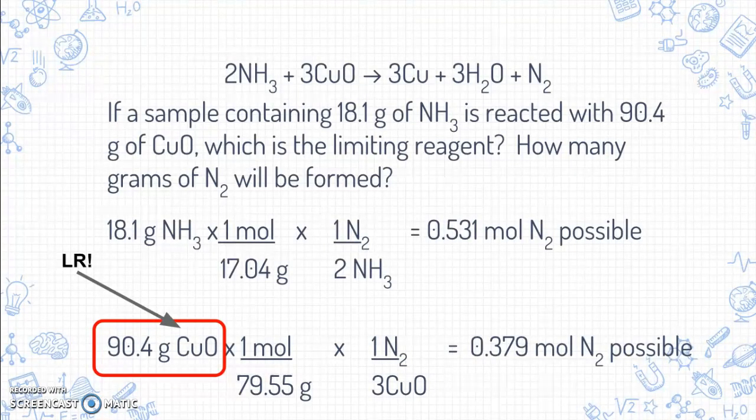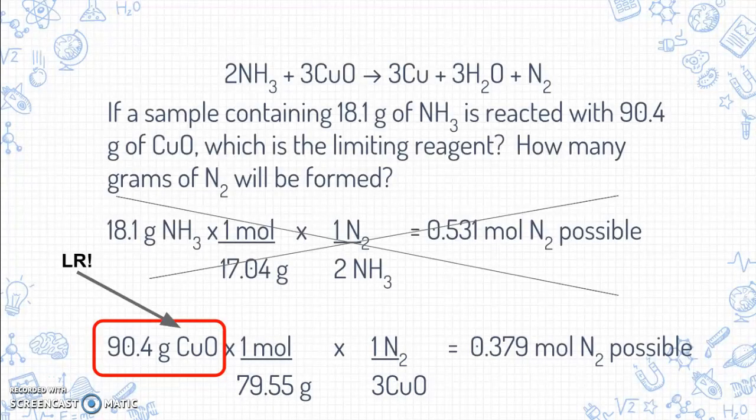That means that everything that we just did with the ammonia, the NH3, we can ignore. Unless a problem asks us to solve for how much ammonia is left, we'll get to that later, we're going to ignore it. We're going to proceed with the stoichiometry. We're going to do the last step of stoichiometry using that copper oxide to figure out how many grams of ammonia, or I'm sorry, of N2 would be formed.